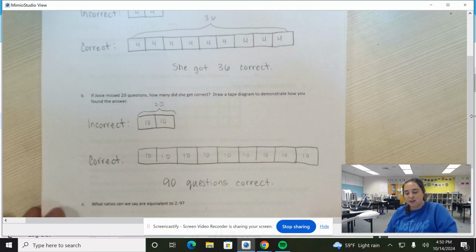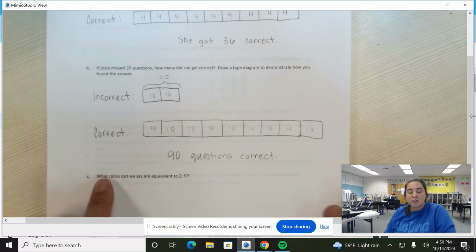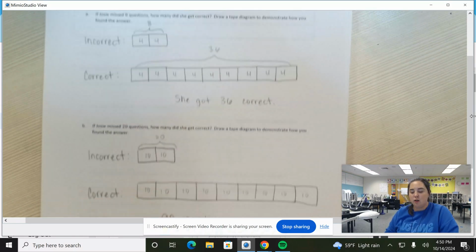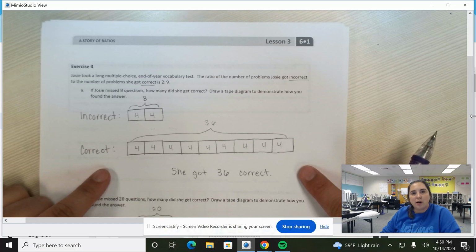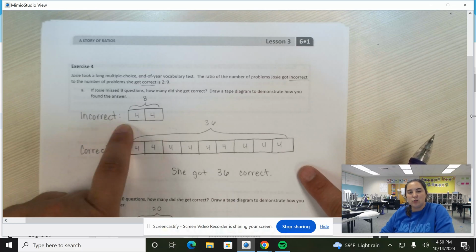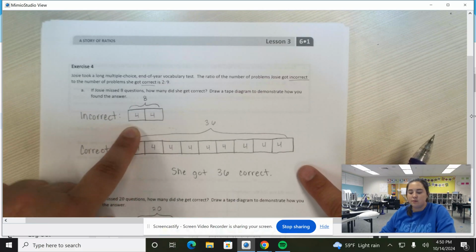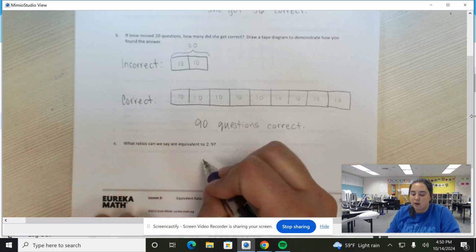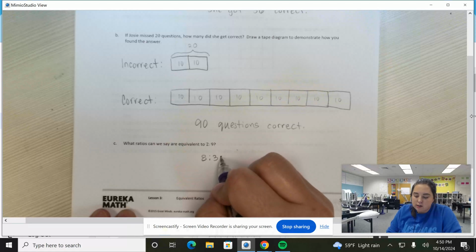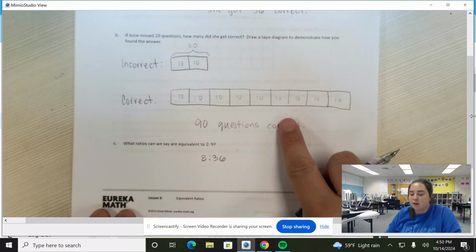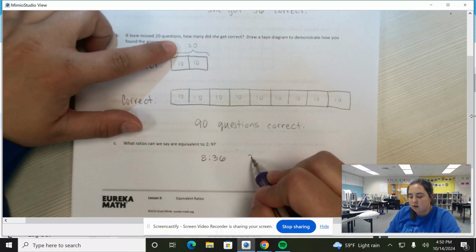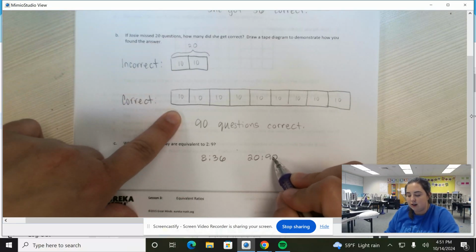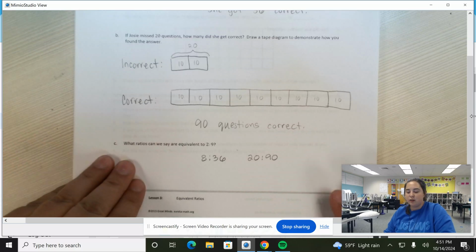All right, I think this is the last one. So now, looking at the questions we just solved, what ratios would be the same as 2 to 9? What ratio is this one showing up here? Because this wasn't 2 total. What was it? 8 to 36. 8 to 36. How about in B? 20 to, how many here? 90. These would be equivalent ratios.